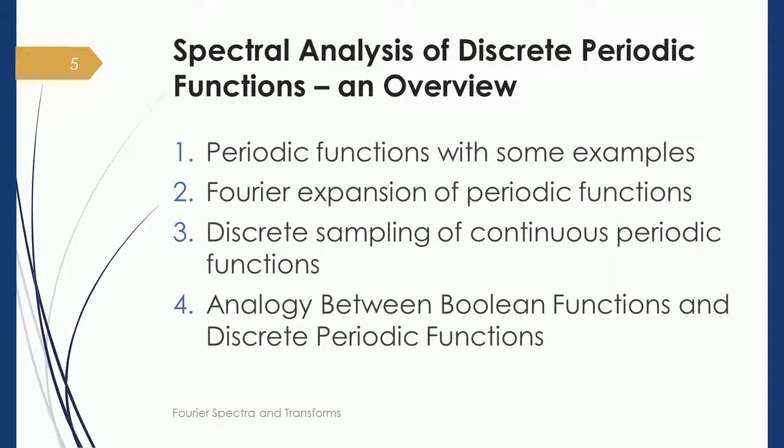We will look at the Fourier expansion of such periodic functions, and based on the Fourier expansion, we will define the Fourier spectrum for periodic functions. After we have an understanding of the Fourier spectrum for continuous periodic functions, we will move on to discrete periodic functions, which are essentially such continuous functions sampled at discrete points in time. And we will extend the notion of the Fourier spectrum to these discrete periodic functions.